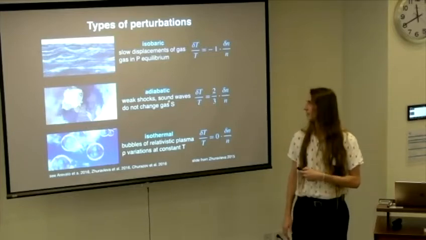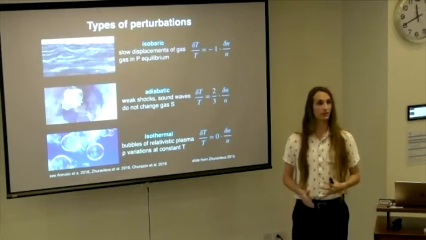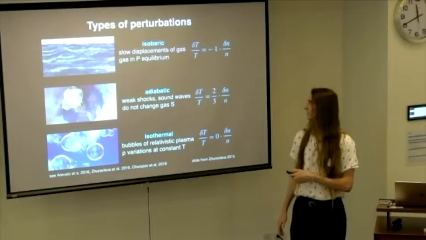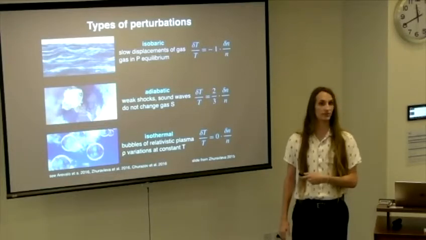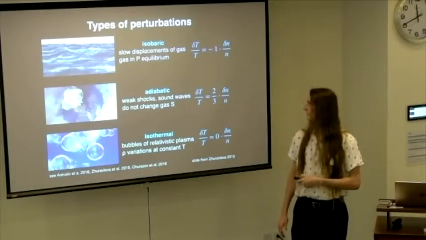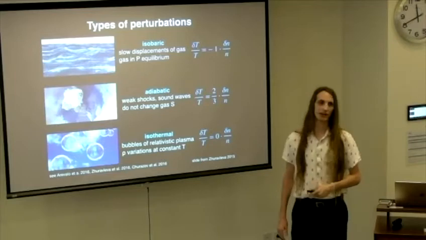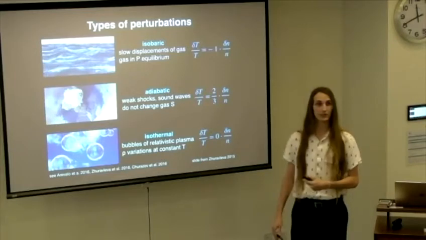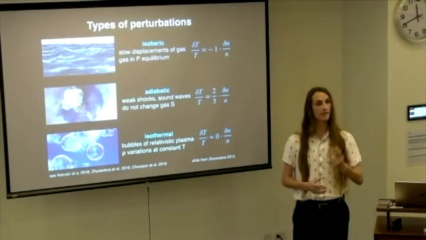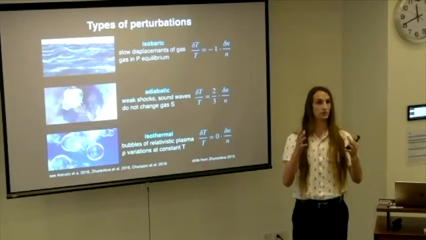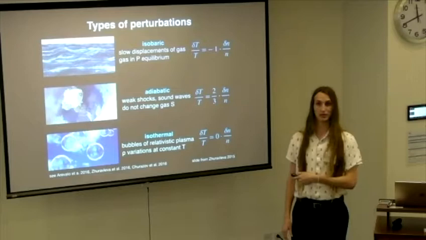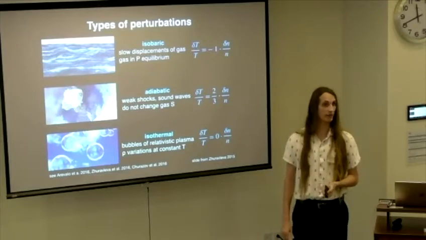You could also have adiabatic perturbations, and you would see that if you just have regular sound waves or even weak shocks, as long as the Mach number is low and you're not changing the entropy of the gas or exchanging heat with the environment. You can also have isothermal perturbations, and in astrophysical contexts related to AGN, this would probably happen if you have cosmic ray outflows, so this relativistic plasma that can blow up these isothermal cosmic ray bubbles. But we wouldn't actually expect to see much of this in Yuan's simulation because there's no cosmic ray feedback implemented.